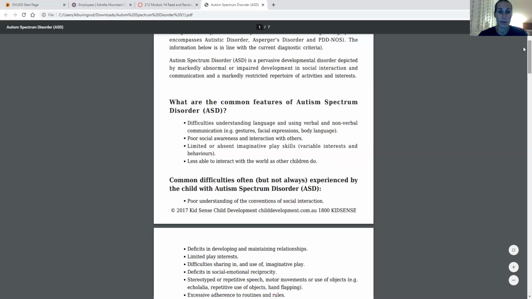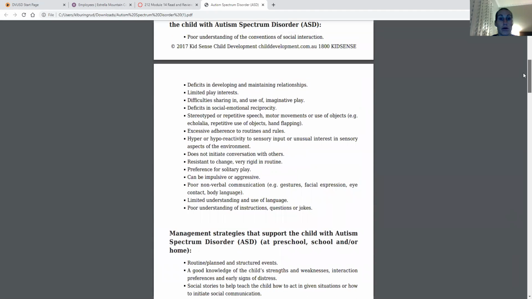So those are common features and common difficulties, but not always experienced with a person with autism. So poor understanding of the conventions of social interactions, deficits in developing and maintaining relationships, limited play interests. So definitely if we have a client that only has like one or two things they're willing to do or play with, that's kind of a red flag.